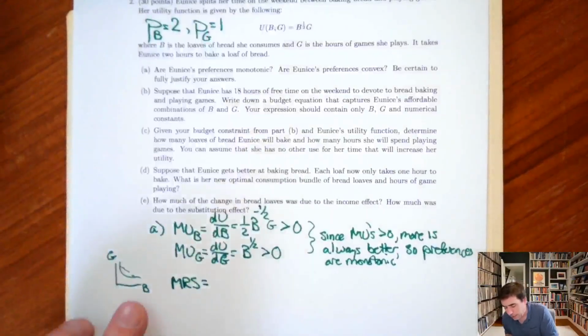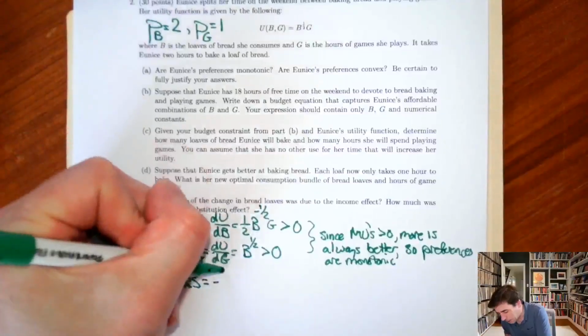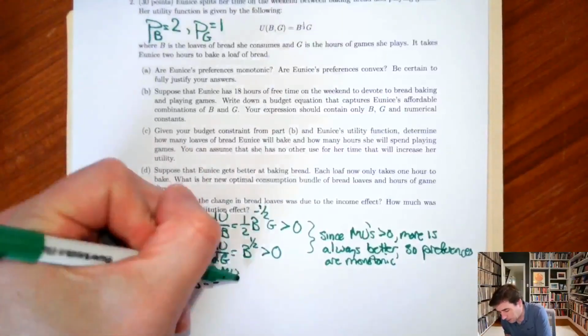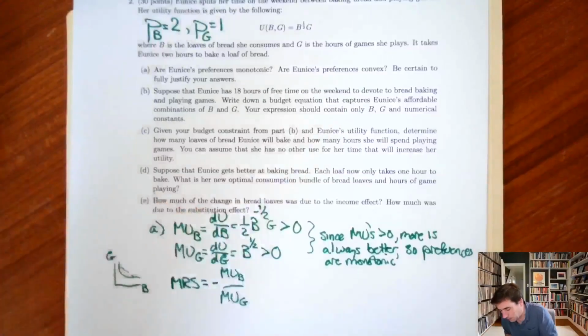Okay, if B is on my horizontal axis, my marginal rate of substitution is minus marginal utility of that horizontal axis good, which is B, over the marginal utility of the vertical axis good, which is G.